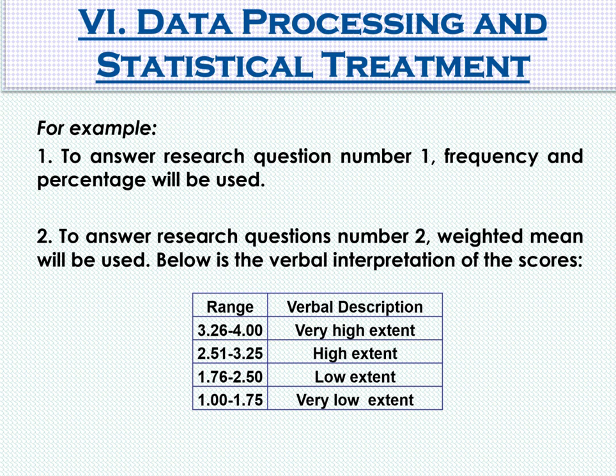So, let's have this for our example. So, 1, to answer research question number 1, specify nyo na lang kung ano yung research question na yon. Frequency and percentage will be used. So, 2, to answer research question number 2, specify again what question number 2 is all about. Weighted mean will be used. So below is the verbal interpretation of the scores. So ito yung ating verbal interpretation, this is the range of score, and then this is the interpretation. Ito yung pinakabuong table natin. So, mag-include kayo ng table presenting the range of scores and verbal interpretation for each range of score. Nakukuha nyo yung information na yan sa questionnaires nyo kasama ng scoring and in analyzing the data that you will collect.